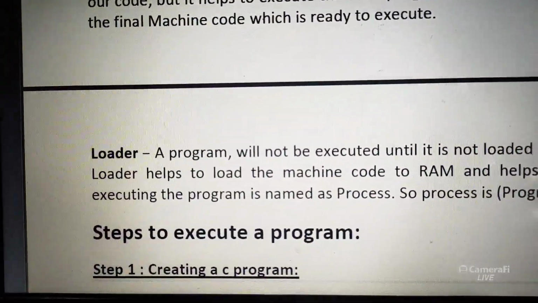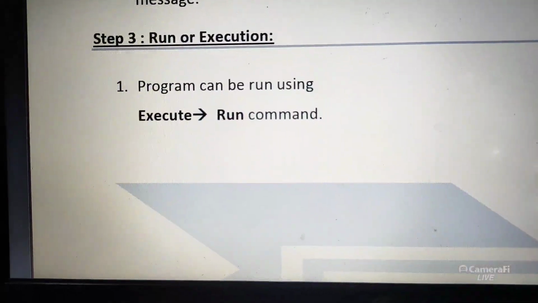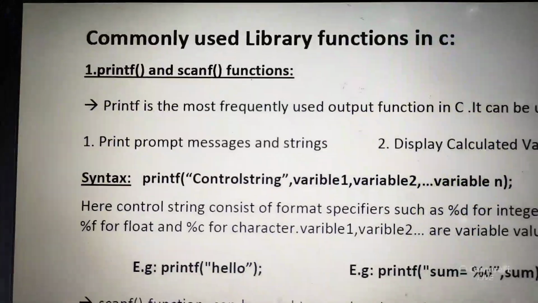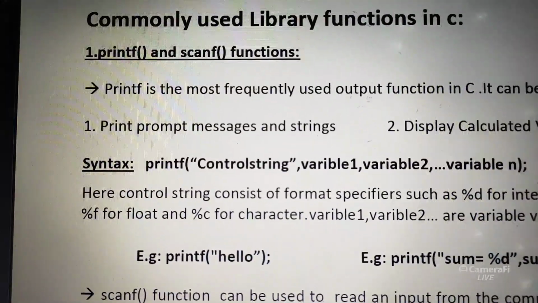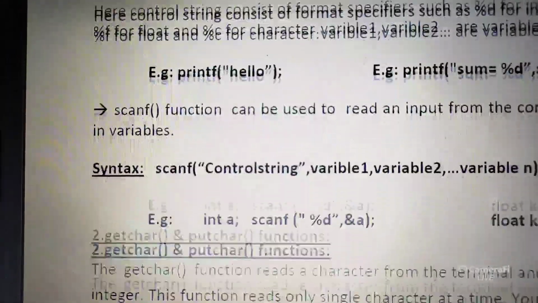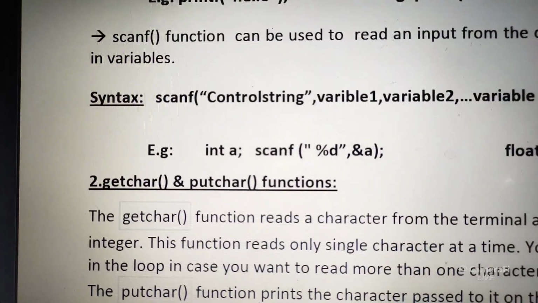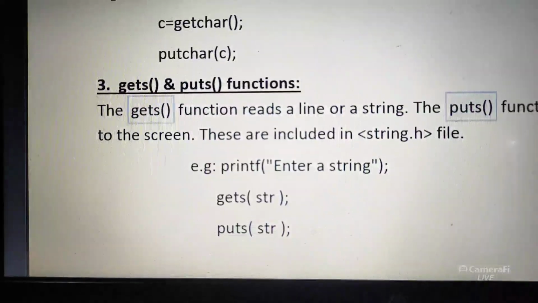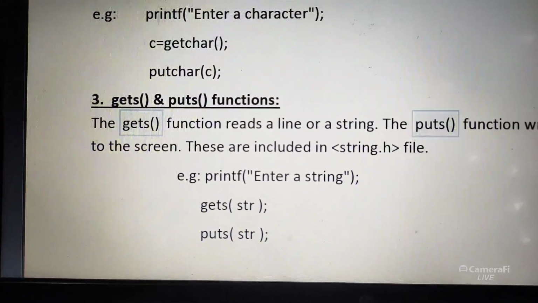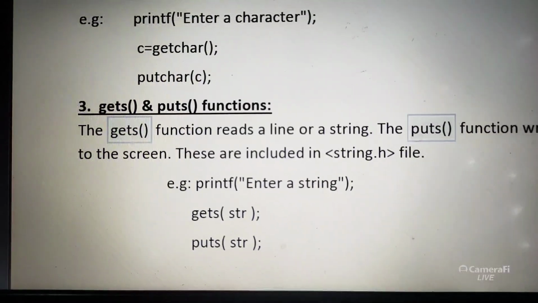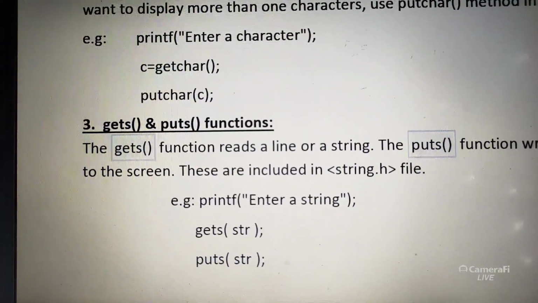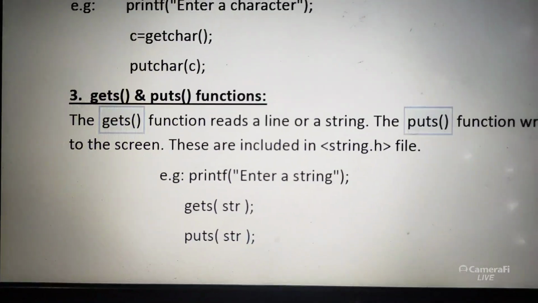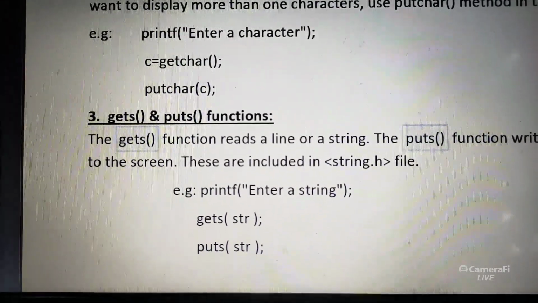In the programs, there are many functions in the C library. Commonly used library functions have a combination of printf scanf, so we can remember them easily. We made groups: getchar putchar as a group, gets puts. Totally six functions are different, but to remember easily, you may group them: printf scanf, similarity is there; getchar putchar, similarity is there; gets puts, similarity is there.